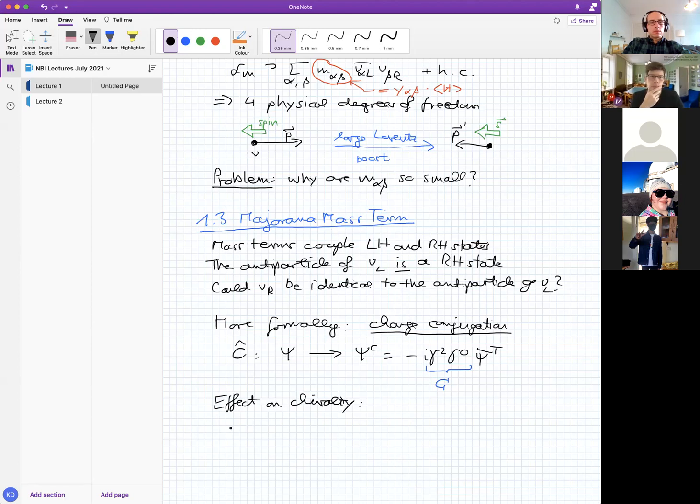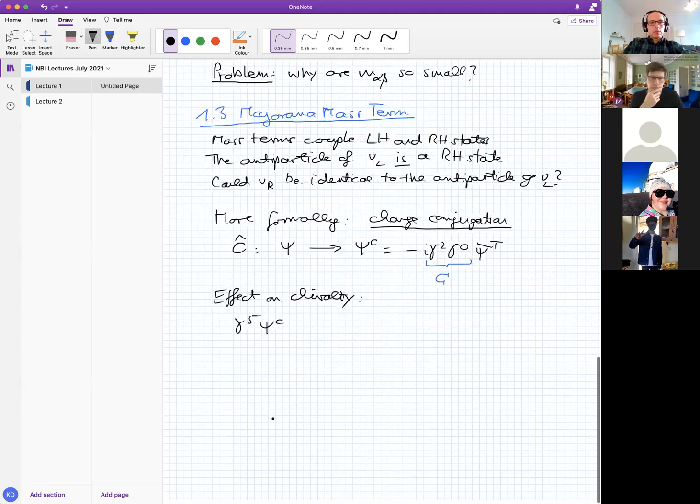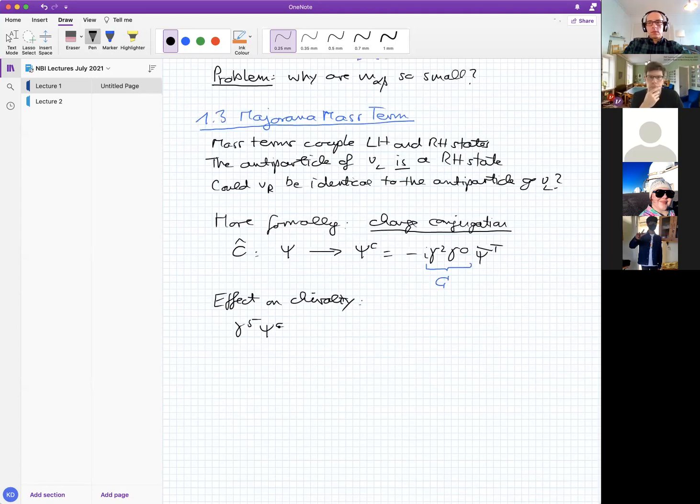Let's apply the chiral operator gamma 5 to the charge conjugate field. Right, gamma 5, the eigenvalues of gamma 5 are the chirality. If I have a left-handed field in which only the upper components of psi are filled, then this field transforms under gamma 5 with eigenvalue 1. The lower components transform with eigenvalue -1. Now let's see what happens if I plug in my definition of the charge conjugation operation.